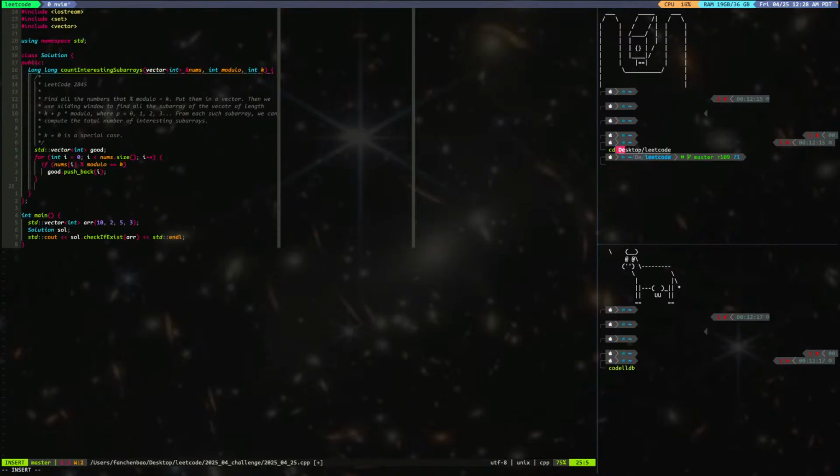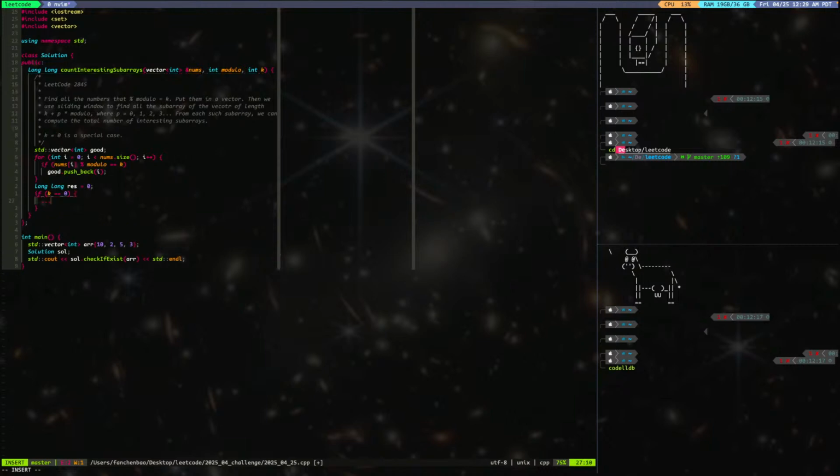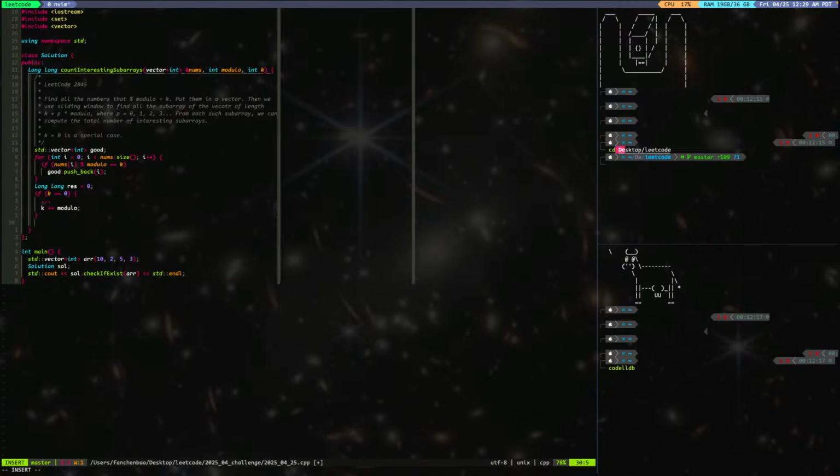Now what we need to do is long rest equal to 0. If k is equal to 0, then we do something, right? Once we're done, k plus equal to modulo. That's the first one that we will handle. Okay, now we have a k. Then basically what we need is while k is smaller or equal to nums dot size, right? K is the size.